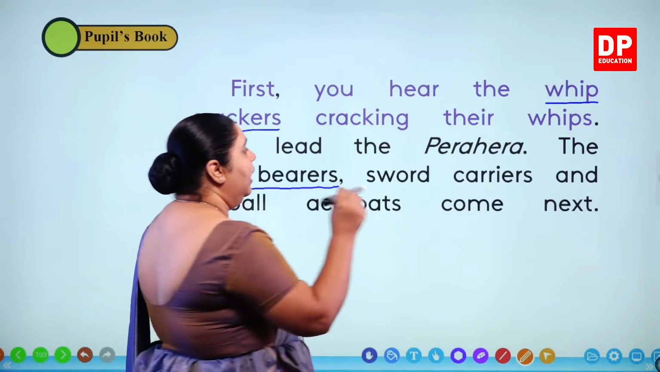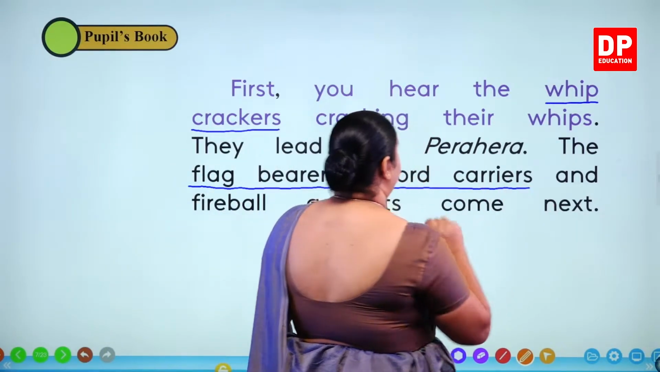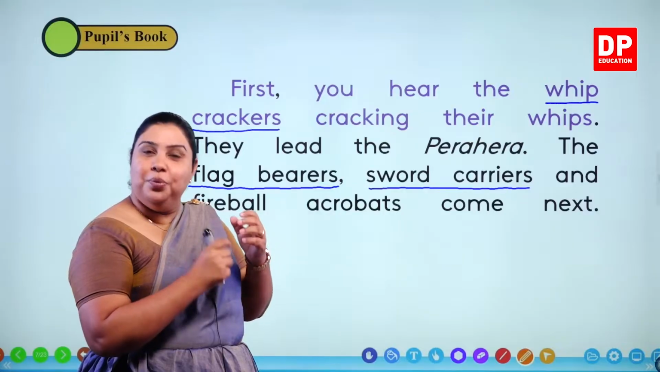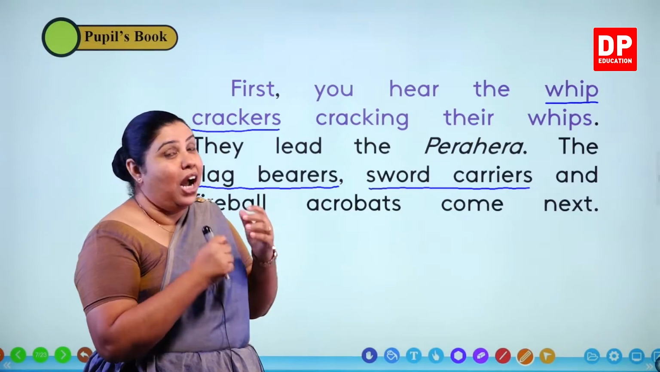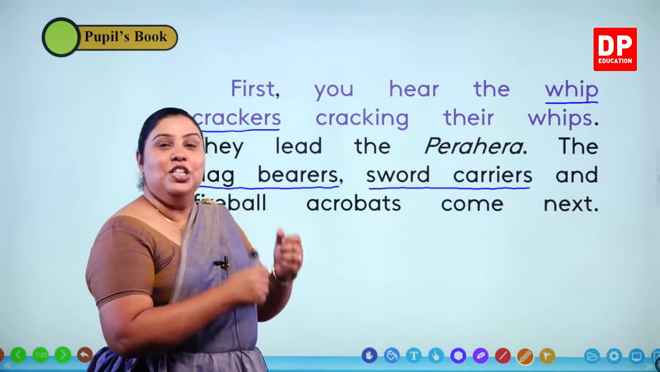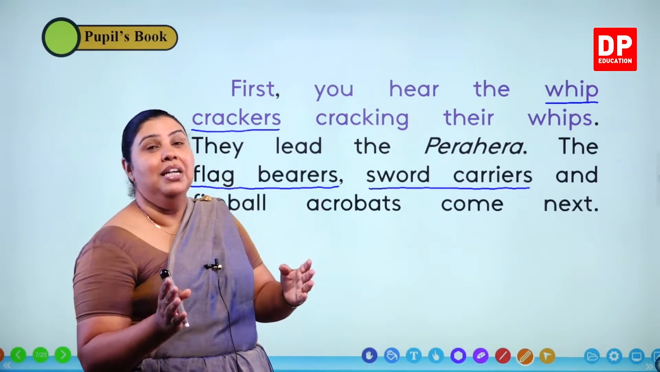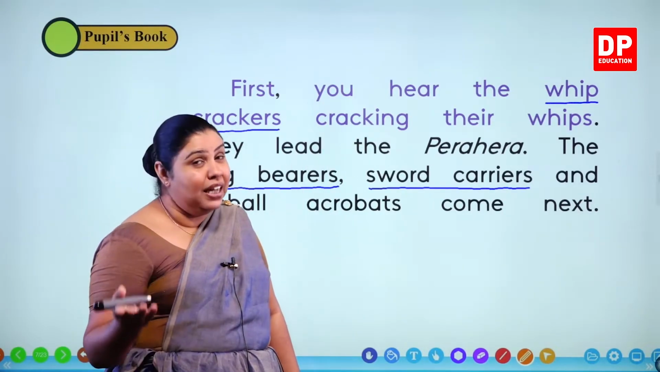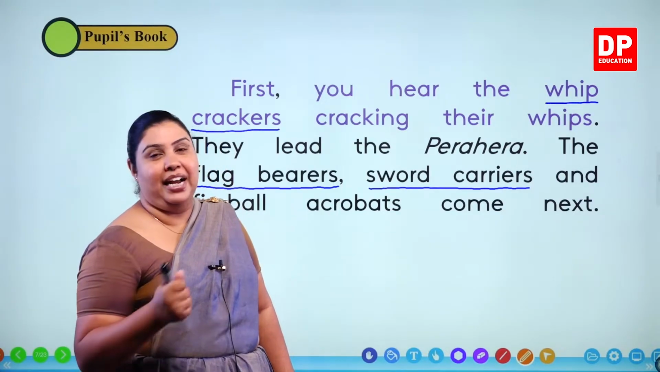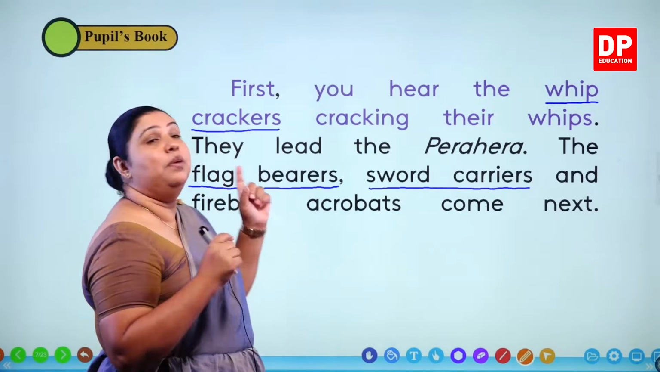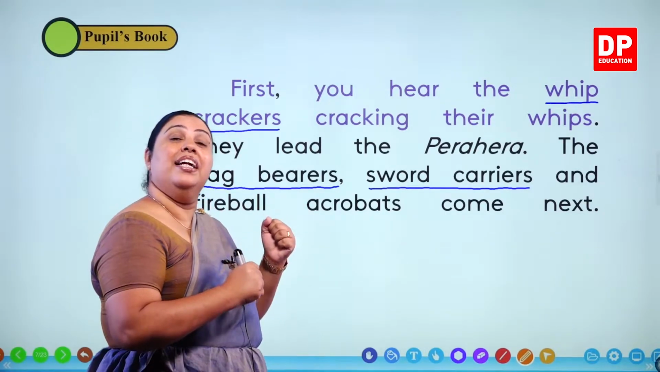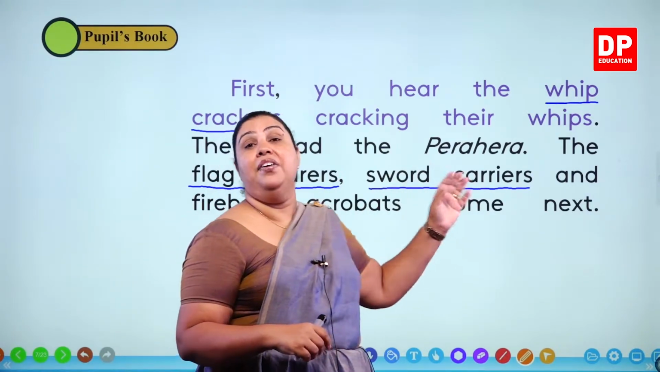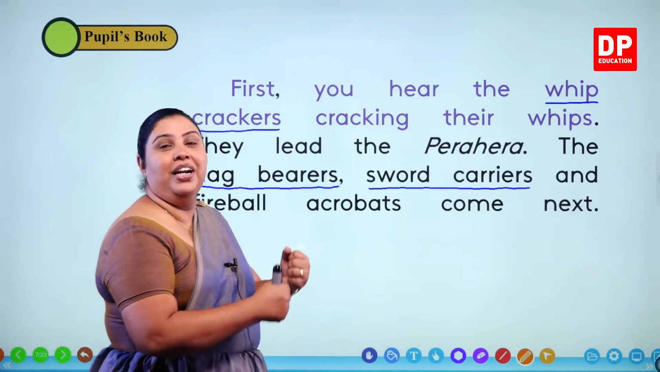Sword carriers. Who is a sword carrier? What is a sword? A sword is a kaduwa. There are people in the perahera who carry swords, and we call them sword carriers. Now we called the whip cracker a kasakaraya. These are the new words that we are learning. Whip cracker. Then we had the flag bearers, those who carry flags in their hands. Flag bearers. Then we have sword carriers, those who carry swords.